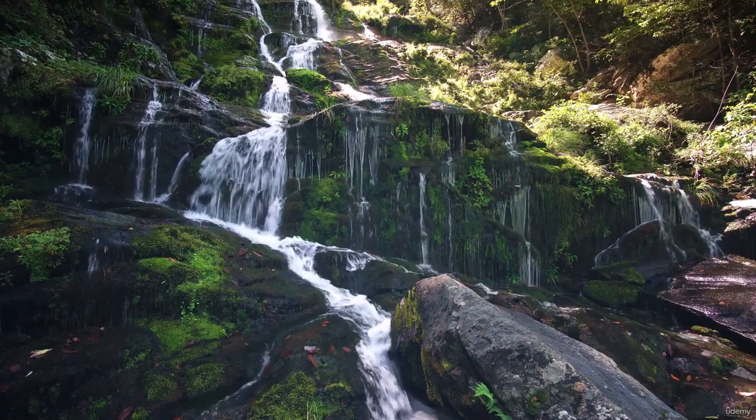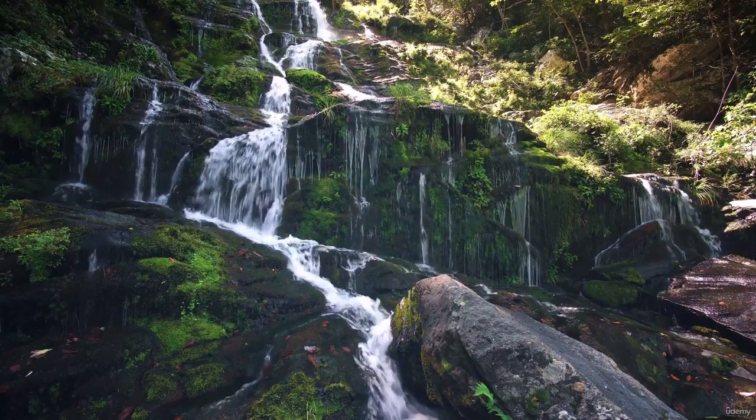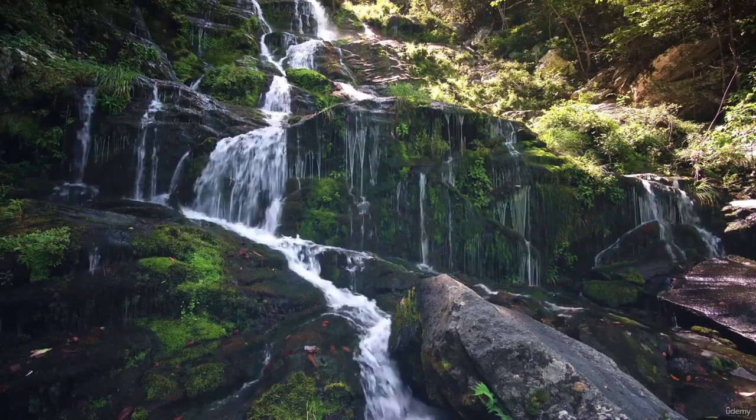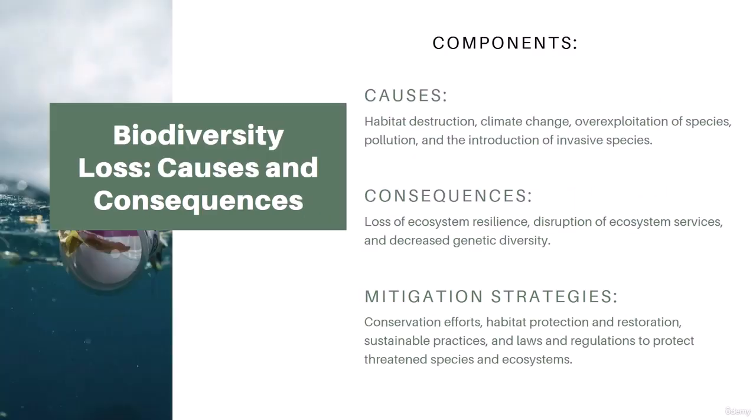It threatens biodiversity. They also contribute to climate change by reducing the amount of carbon dioxide that the forests absorb and by releasing carbon stored in trees. It is mainly because of human activities, urbanization, agriculture, logging, etc. It affects the biodiversity, disrupts water cycles, causes soil erosion, and contributes to climate change. And if you want to protect it, we need to have sustainable land management practices. We need to reforest. We need to replant trees in our environment. We need to have policies that protect forests and combat desertification.